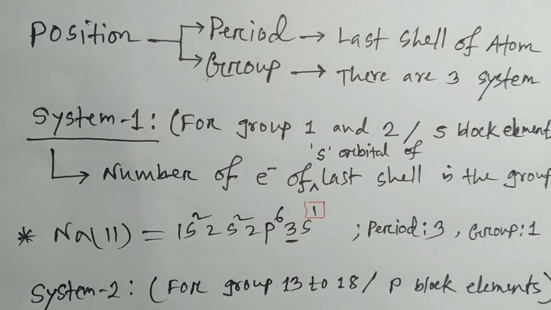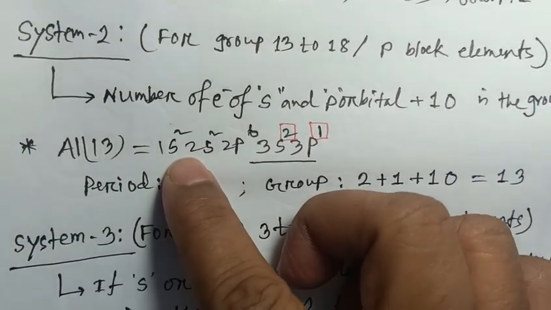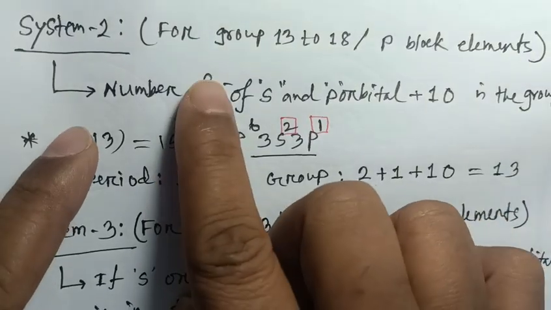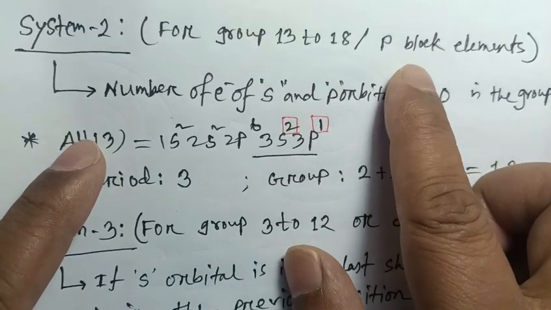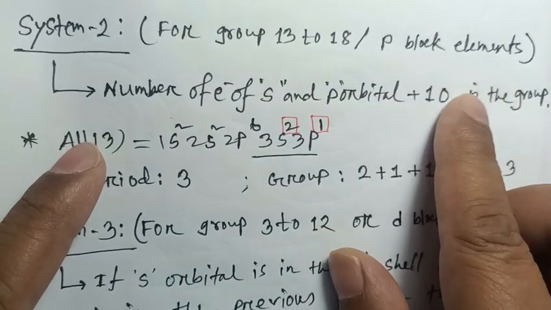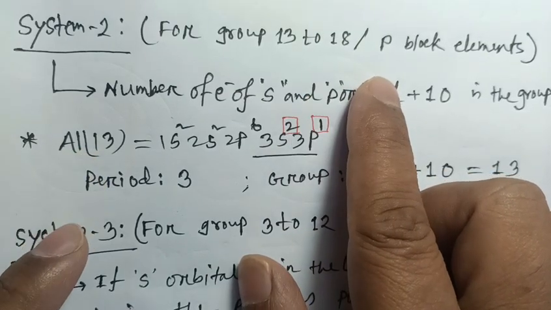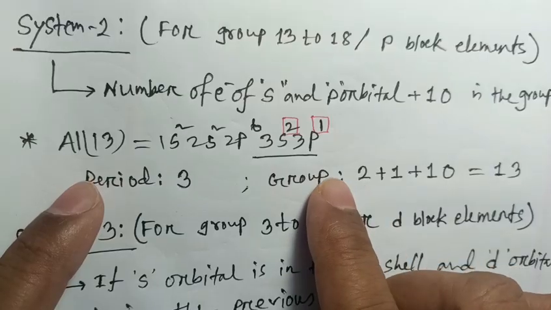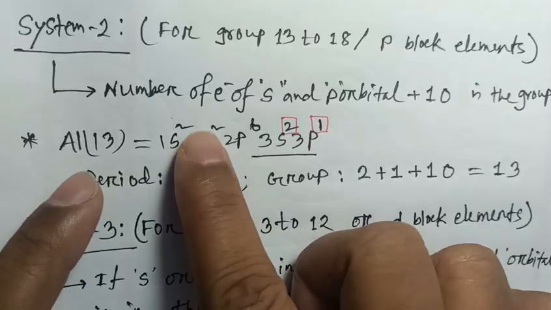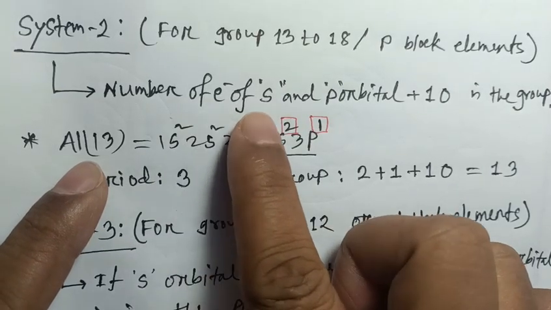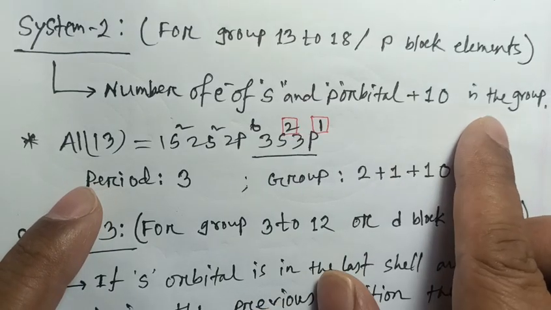Okay, let's go to understand system 2. System 2 is applicable for group 13 to 18 elements. These are called P block elements because in all of these elements the last electron is in the P orbital in the last shell. So what is the rule? The rule is that the number of electrons of the S orbital and P orbital, plus 10, is the group.